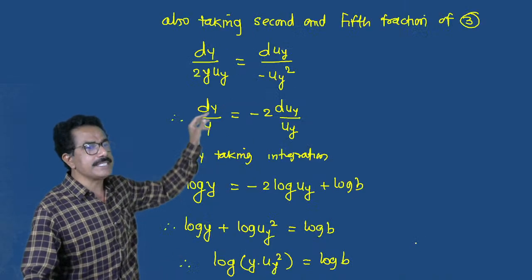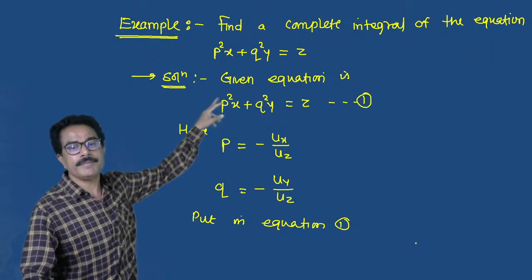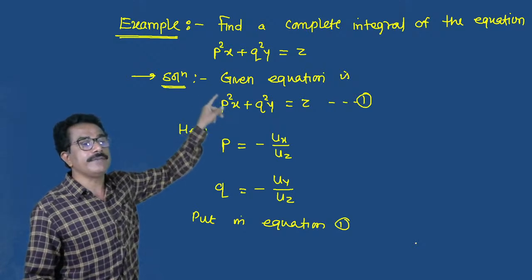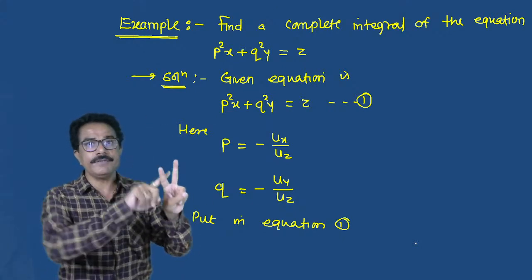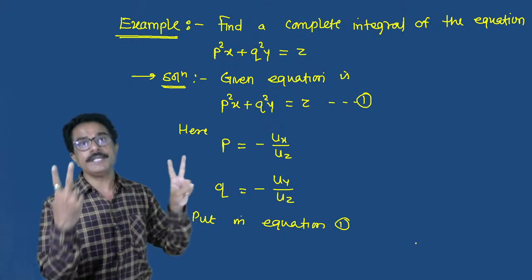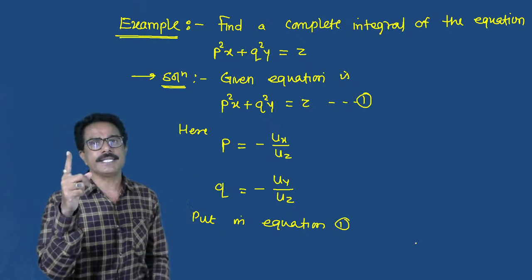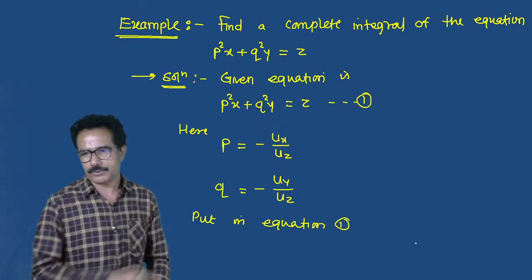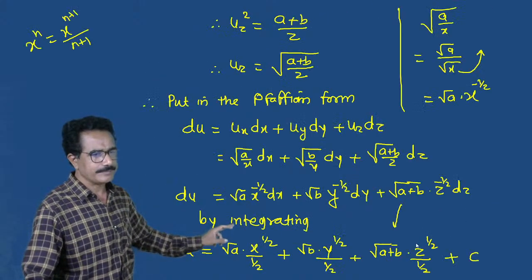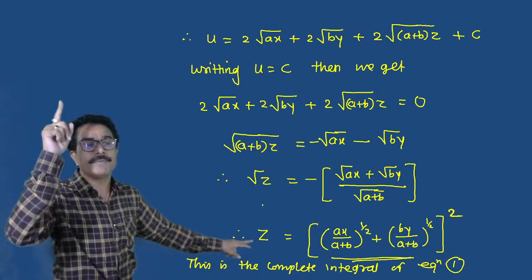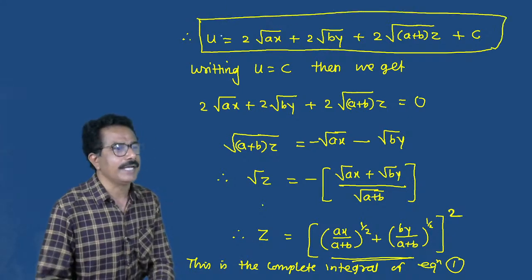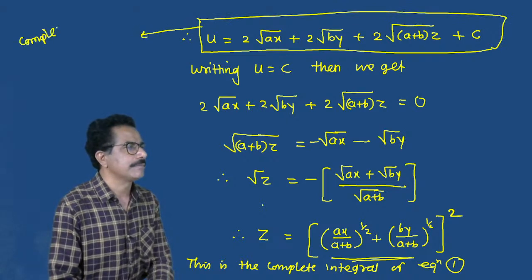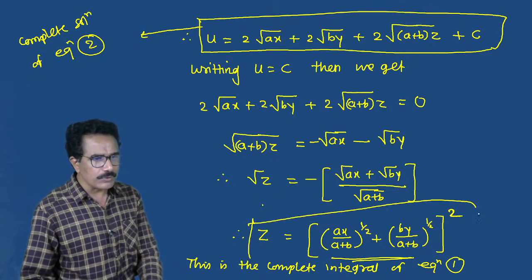And our main problem is P square X plus Q square Y equals Z. There are two independent variables. If in the partial differential equation there are two independent variables, and in the solution there are two arbitrary constants, then we can say that it is the correct and complete solution. Hence we can say this is the complete solution of equation 1.